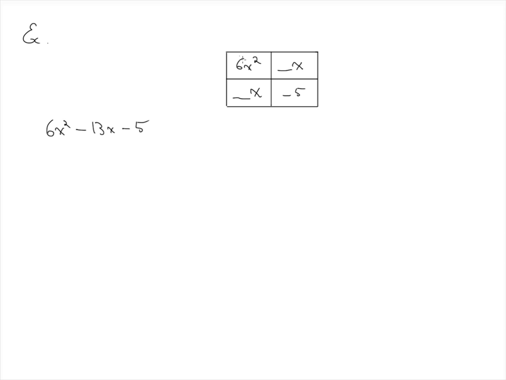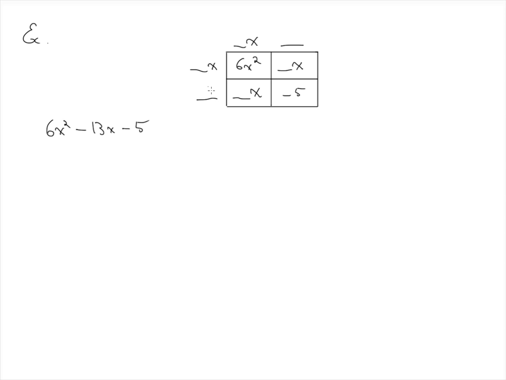Now 6 factorizes in various ways: 2 times 3, 1 times 6. So we don't know exactly how we'll be factorizing that 6x squared there. So we have to put blanks in front of the x's. And then here we have blank and blank, just like we did before. Now we've got 4 blanks to fill in around the outside rather than just 2. So as you might imagine, it's a little bit more involved.